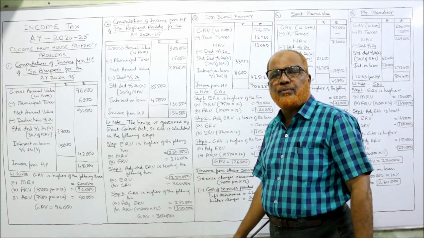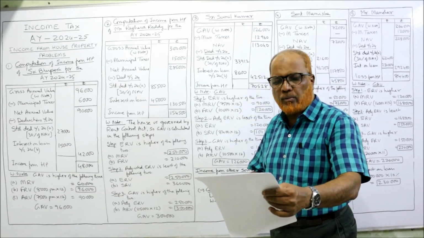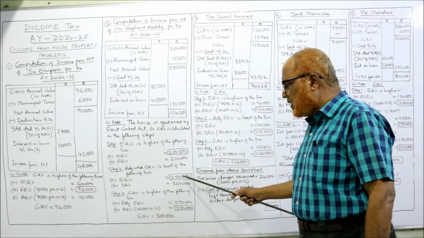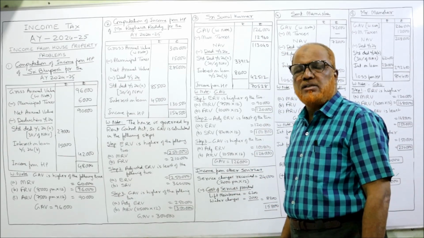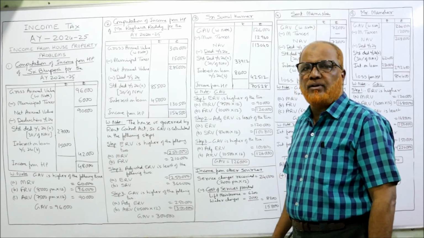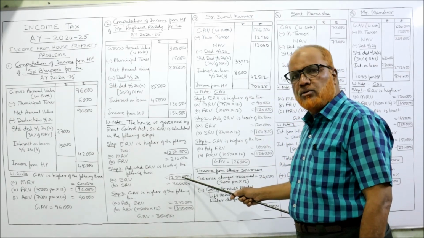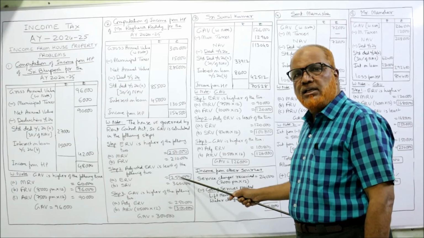Second one, SRV, standard rental value, given in the problem 3,60,000. Now, whichever is lower is the adjusted ERV. So, which is the lower? 2,50,000. This is called adjusted ERV.